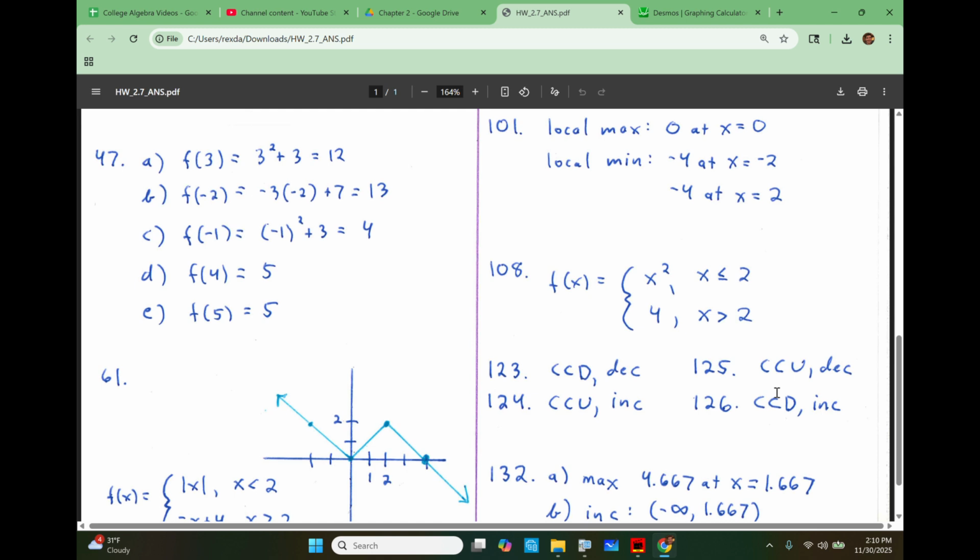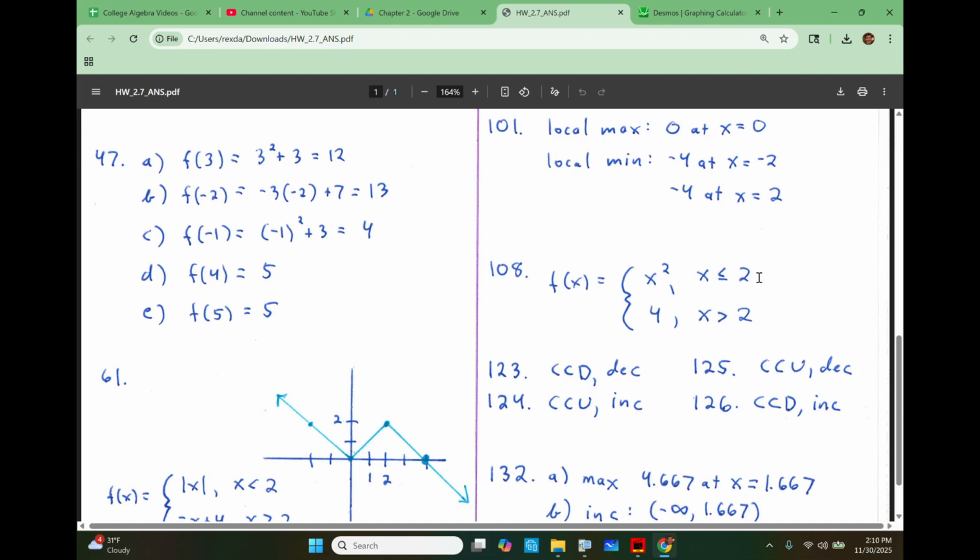Oh, good one here. So now we have to write the equation for the piecewise given the graph. On that first piece, it looks like x squared. I'm seeing (0, 0), (1, 1), (2, 4), so there's no stretch or anything. (-1, 1), (-2, 4). Yeah, so that's the x squared graph. And I want that entire x squared graph for x less than or equal to 2.